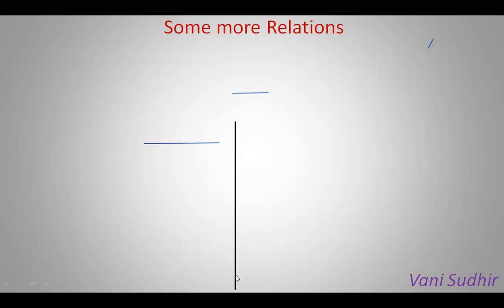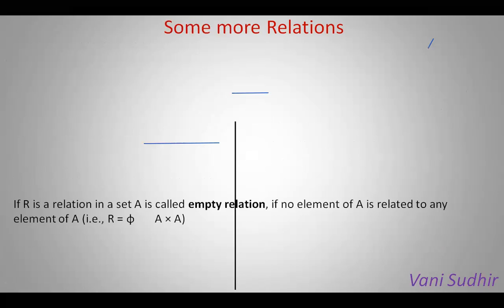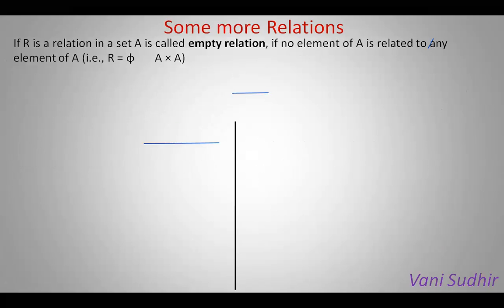Next, some more relations we'll discuss. That is, empty sets. The set with no elements is called the empty set. If no element of A is related to any element of A, then in that relation elements are not there. That empty set you can denote with this symbol phi. That means it has no elements, and phi is a subset of the Cartesian product. Such relations are called empty relations.